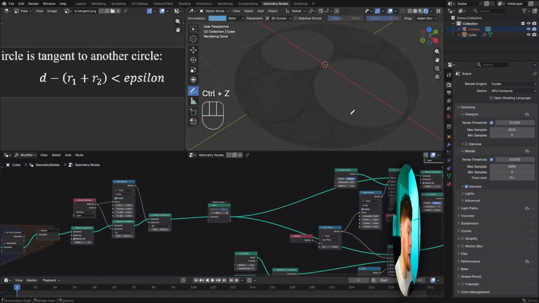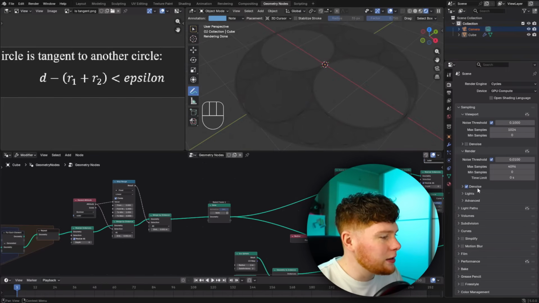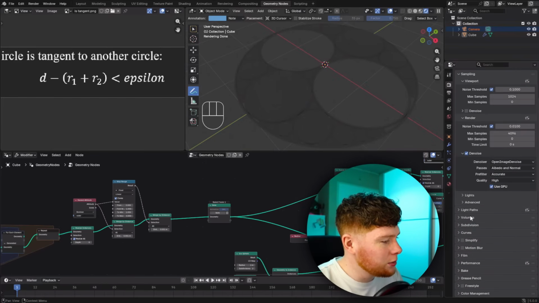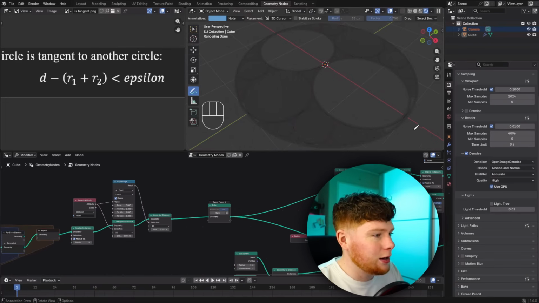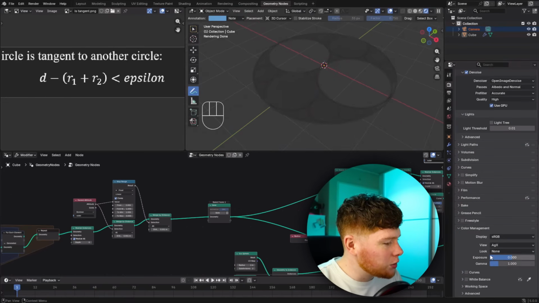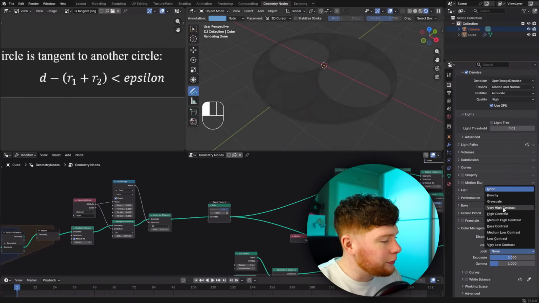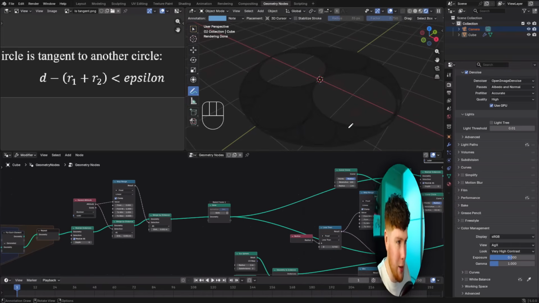And some quick render settings that I most of the time use is to make the denoiser also use your GPU. And under lights, let's turn off light tree, and under color management, let's turn our look to very high contrast because I think that looks a lot cooler.